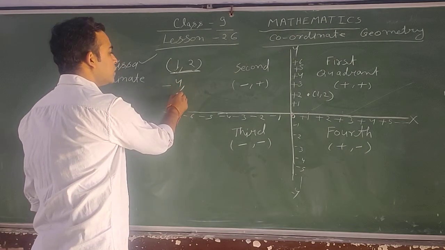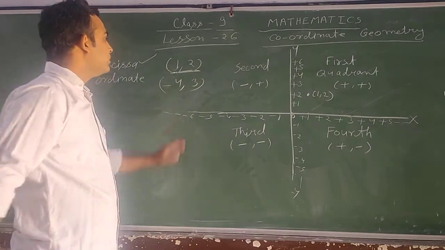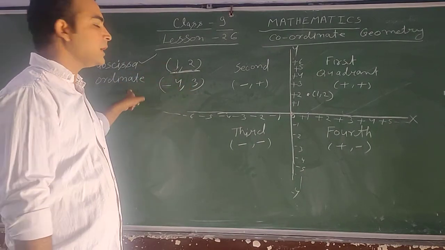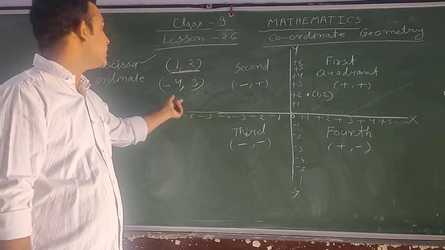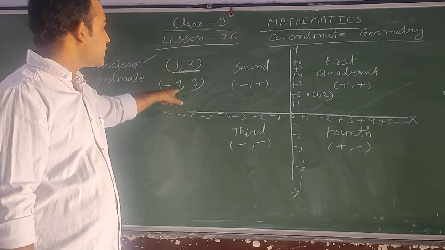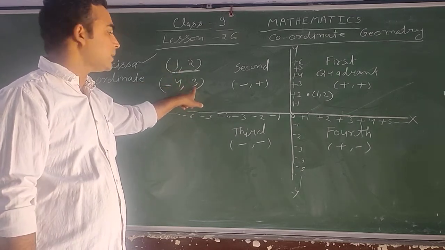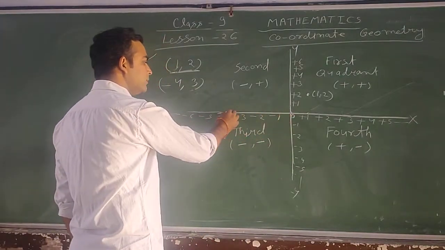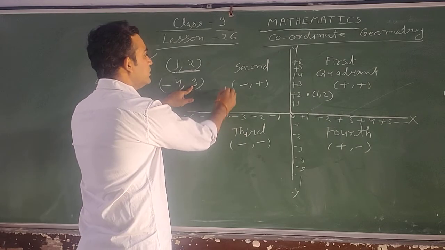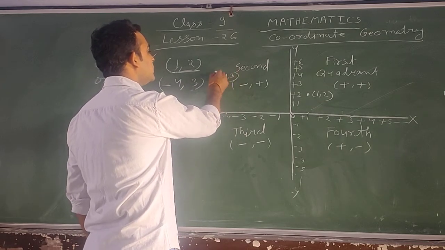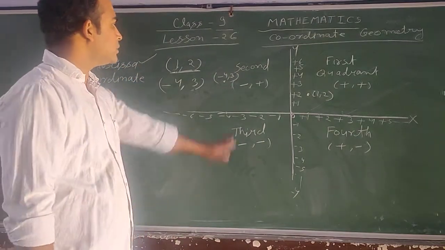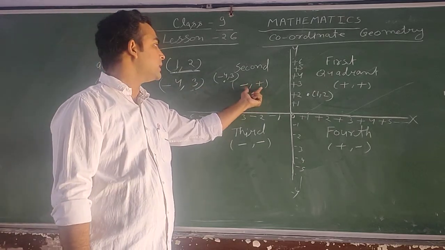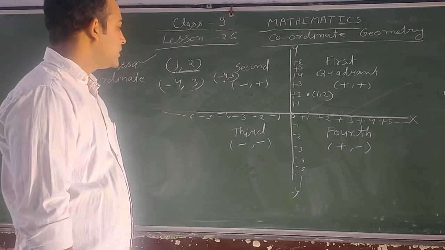Now suppose we have to plot minus 4 comma 3. So minus 4 is the abscissa and 3 is the ordinate. The first number always represents the x-axis and the second number the y-axis. So minus 4 means the negative x-axis. First we go from this side to minus 4, then 3, so this is minus 4 comma 3. This point lies in the second quadrant because the sign is minus plus, and we already discussed that in the second quadrant the sign will be minus and plus.